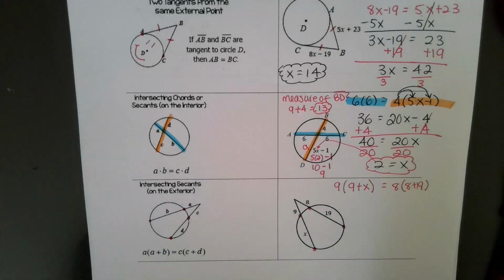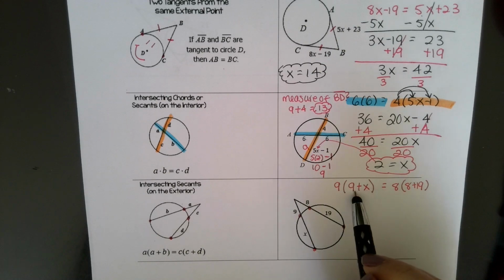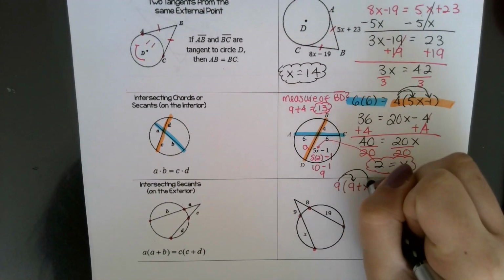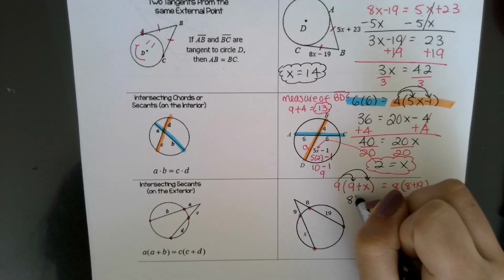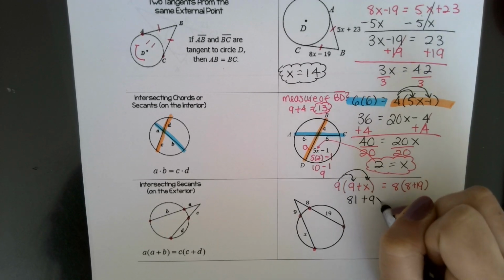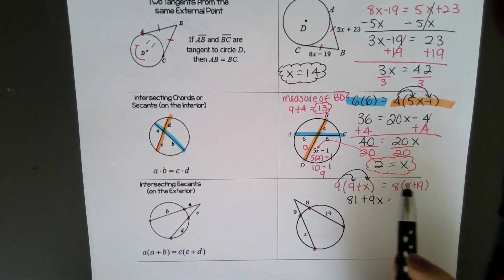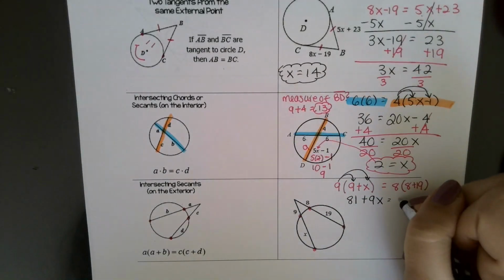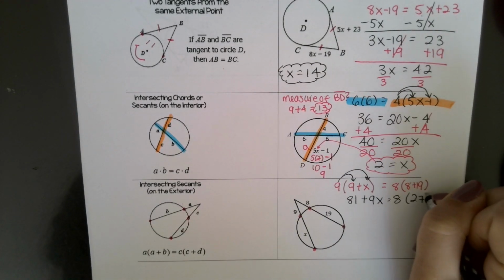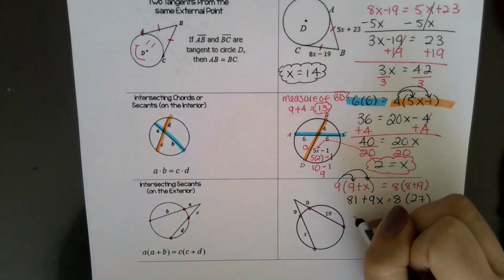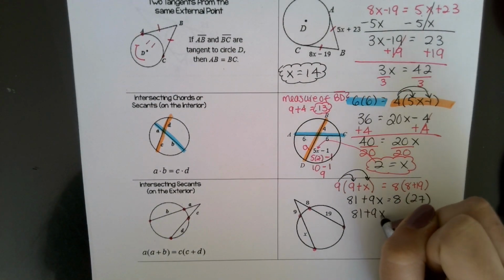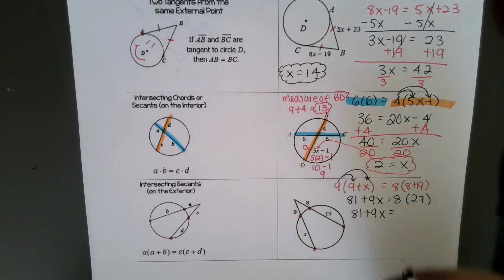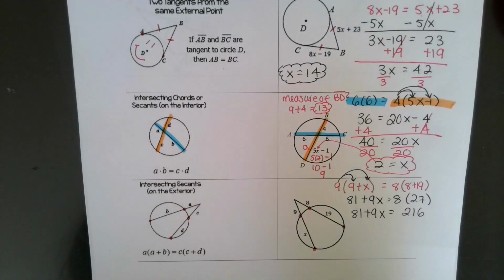So anyways, next here, we can't combine like terms, so we're going to distribute the 9. 9 times 9, 81. 9 times x is 9x. Now for here, because they're all like terms, let's just work in the parentheses. So it'll be 8 times 27. And let's simplify further. 8 times 27 will give you 216.